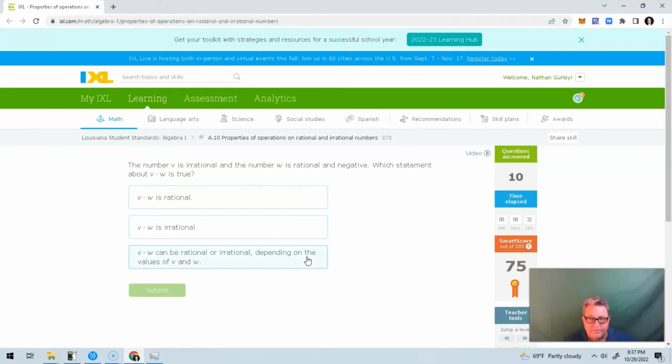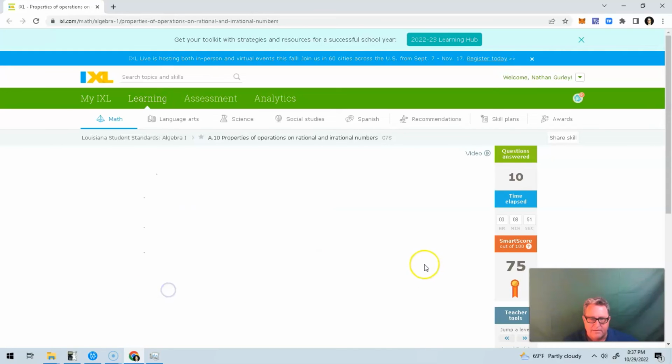And we're good. How much time do we have? The number v is irrational, and the number w is rational and negative. Which statement about VW? A rational times an irrational is going to be irrational. I don't think the negative quite matters.